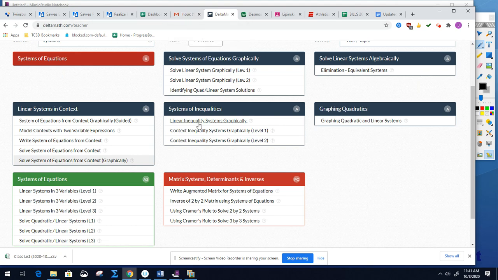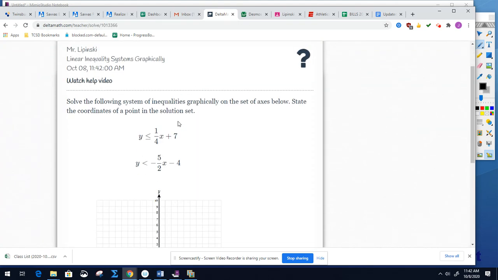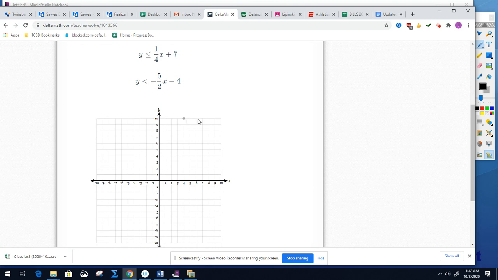You're going to be given a couple of problems that look like this. They're already going to be in slope-intercept form. So we have to graph the line. You've got to be able to look at this first line and ask yourself: is it going to be a solid line? Is it going to be a dotted line? And am I going to shade above it or below it?